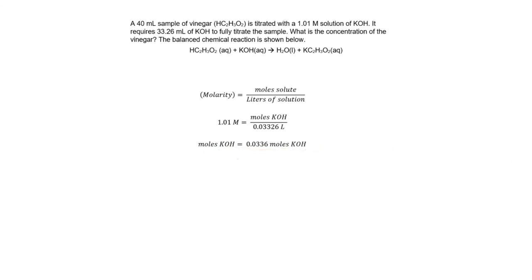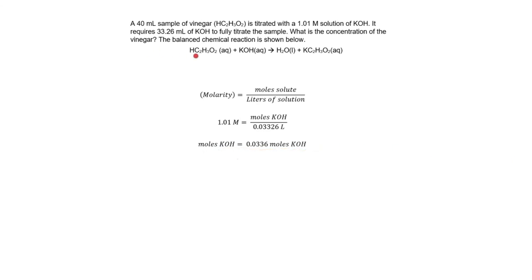Since we do not know the concentration of the vinegar, let's start with the base where we do know the concentration. Here is my equation for concentration. I know the molarity. Do I possibly know the moles of solute or the liters of solution? I do not see moles of solute or grams of solute. However, I do know the volume of potassium hydroxide. This is my liters of solution. Let's plug those numbers in. Here you go. You can see I converted into liters. So I now know my moles of potassium hydroxide.